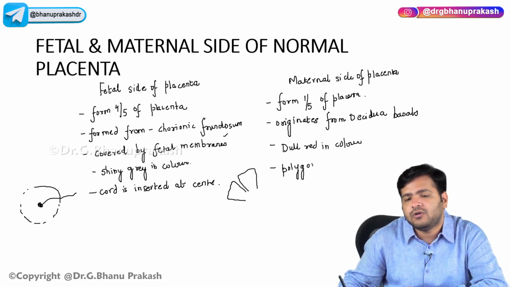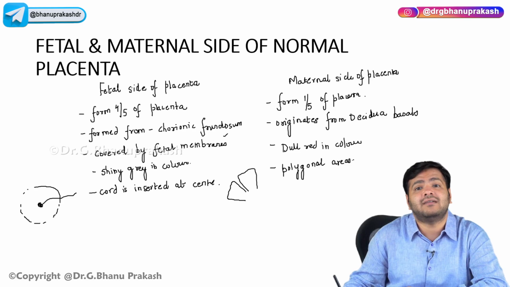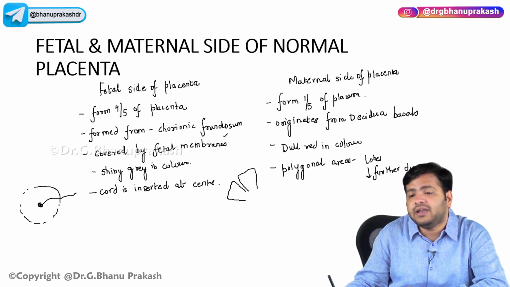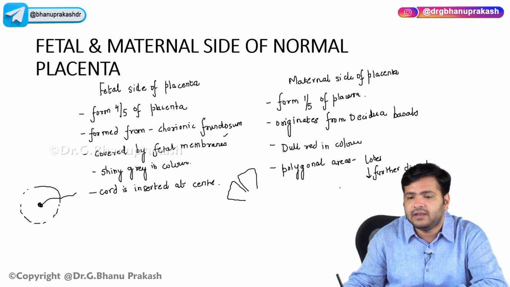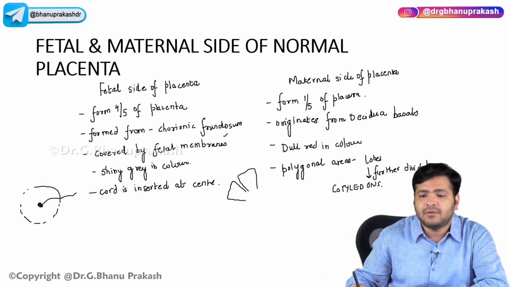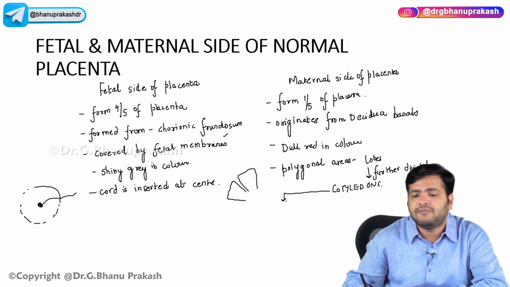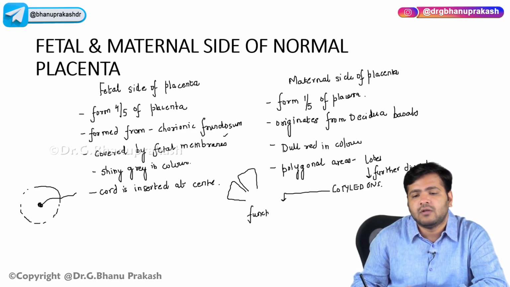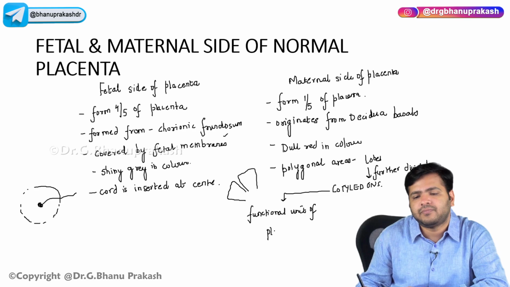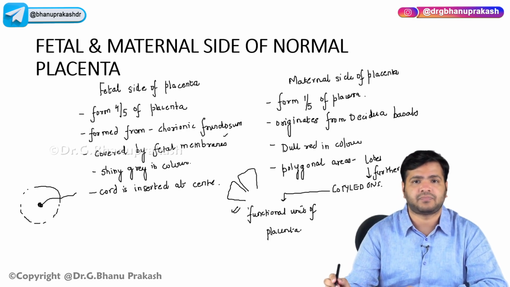These polygonal areas, as I have already told, are called lobes, and each lobe is further divided into cotyledons. Approximately 15 to 20 cotyledons are there, and remember, the cotyledons are the functional unit of the placenta.